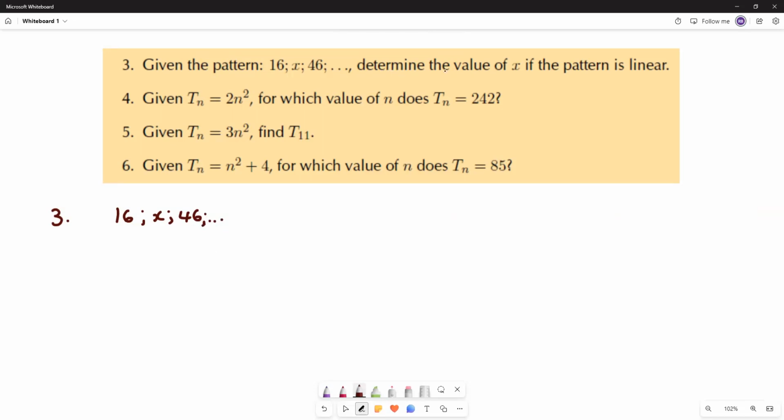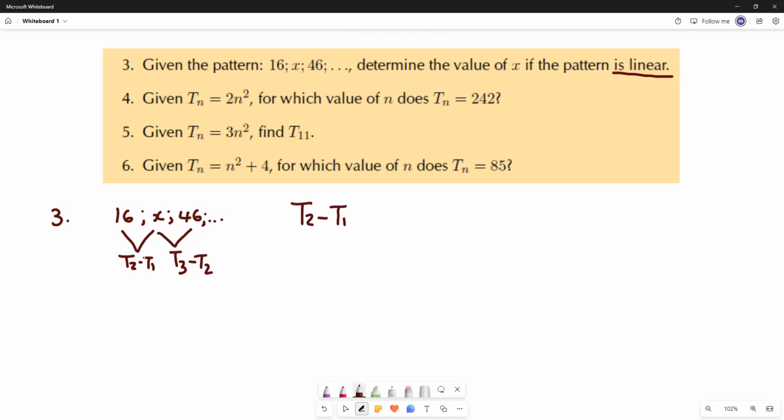To be what? To be a linear pattern, okay? A linear pattern. So the thing with a linear pattern is this. I know that this is given by T2 minus T1, right? Then I know that this part here is given by T3 minus T2 and so on. And then what I know about a linear pattern is the differences in the first row are equal.